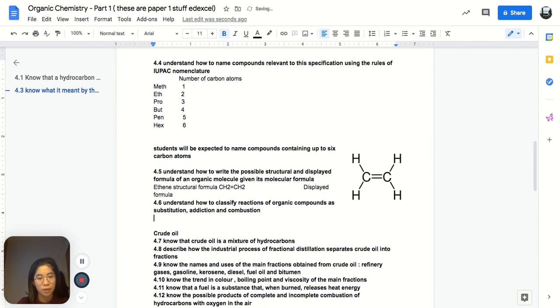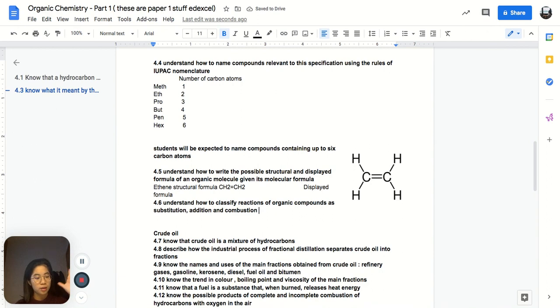So yeah, okay, now we will move on to probably also one of the hardest topics. You just gotta remember the steps for this topic. So basically 4.6 is understand how to classify reactions of organic compounds as substitution, addition, and combustion. I think it's addition. I have no idea, right? I wrote addiction, but sure.